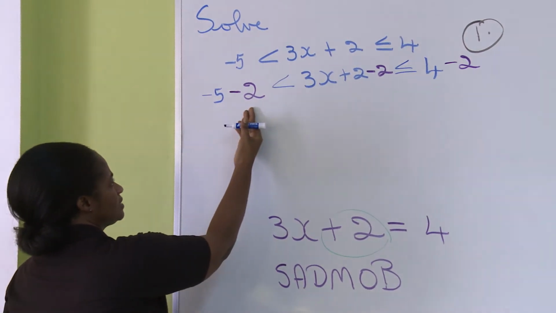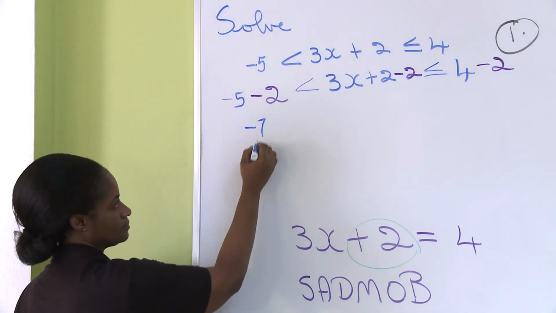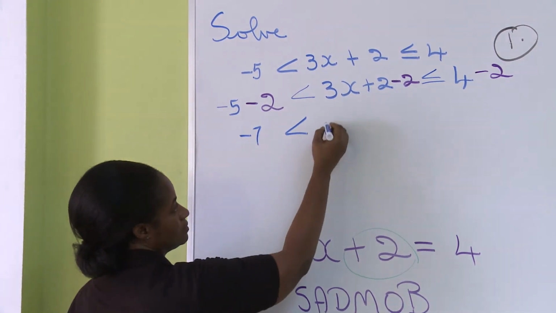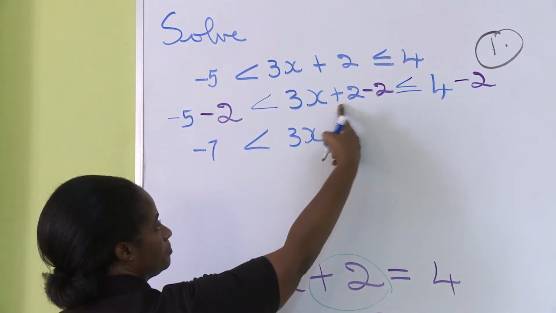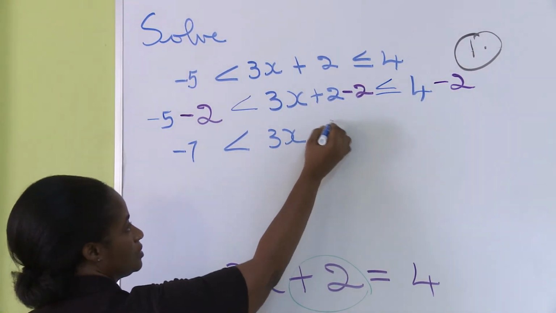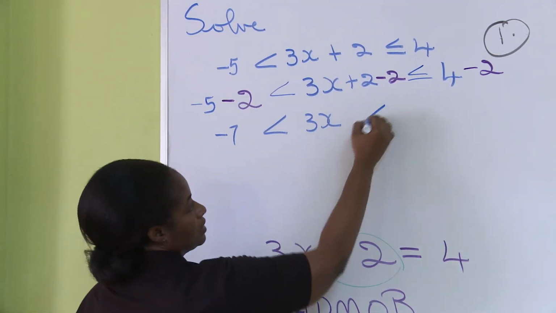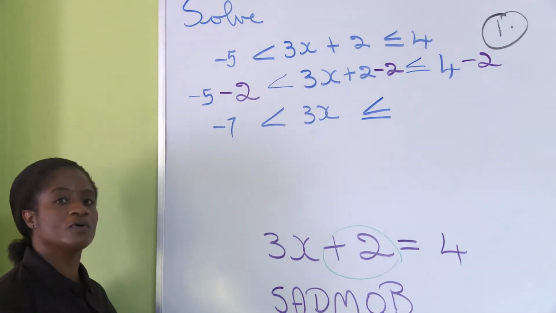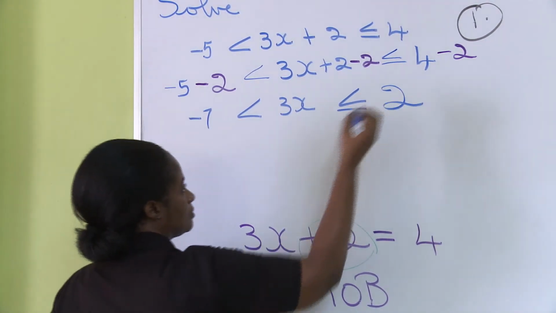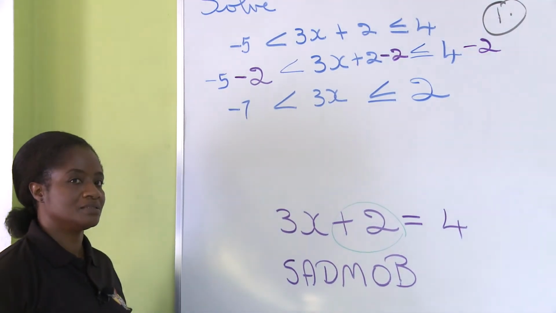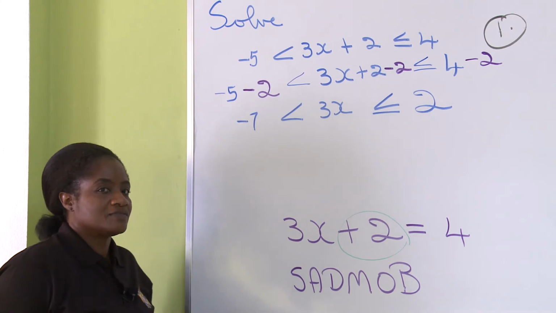Negative 5 minus negative 2 would give me negative 7 is less than 3x. Negative 2 plus 2 is actually equal to 0. So we have a little zeroing out right there. Is less than or equal to 4 minus 2 is 2. What do you notice is happening? X would soon be isolated, left all by himself, and that's our goal.